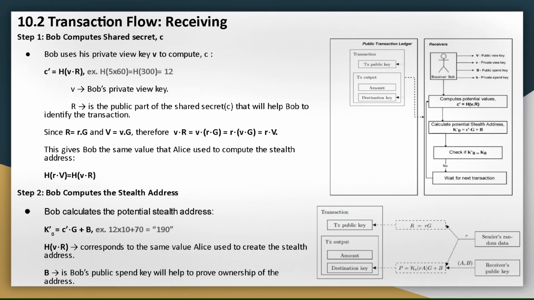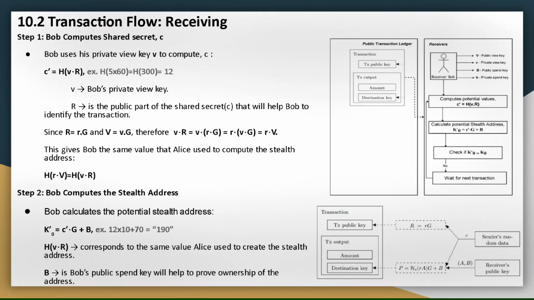To understand this better, capital R is nothing but small r into G, and capital V is nothing but small v into G. Therefore we can derive this equation: small v into R is small v into small r into G, which is small r into small v into G, which is small r into capital V, Bob's public view key. So this relation is maintained, and this gives Bob the same value that Alice used to compute the stealth address.